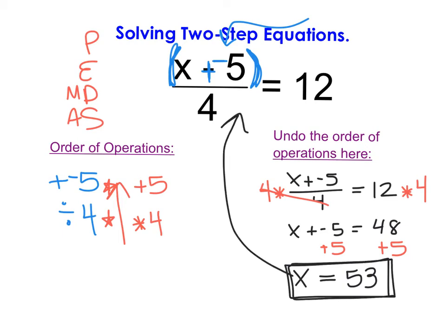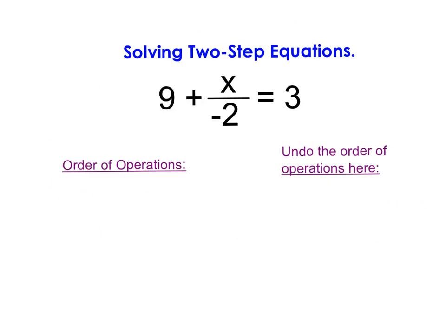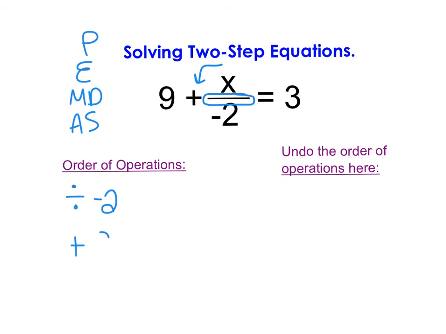So example 3 here, I notice that I have two operations taking place. I have a division right here, and I have an addition of 9 right here. So order of operations, if I write them out using my PEMDAS, I know that division of -2 is going to come first, and then the addition of 9 is going to come second. So in order to solve this equation, I need to undo my order of operations in reverse.